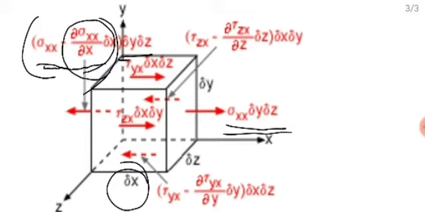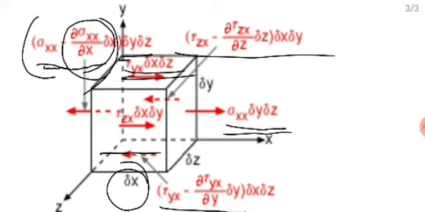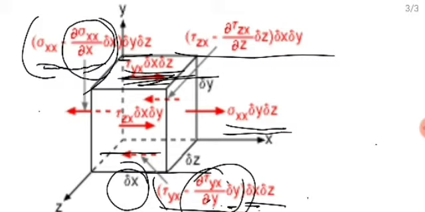But the other things we have to consider: tau zx is acting in the x direction, tau yx. We have already said that. Now tau yx varies in the y direction. So when we are taking the sum of these two forces, that is tau yx minus dou tau yx by dou y delta y times delta x delta z plus tau yx times delta x delta z, the net will be dou tau yx by dou y delta y times delta x delta z. I think you are getting my point.